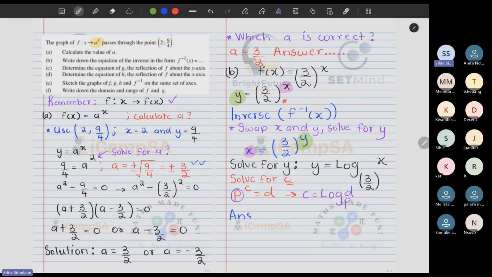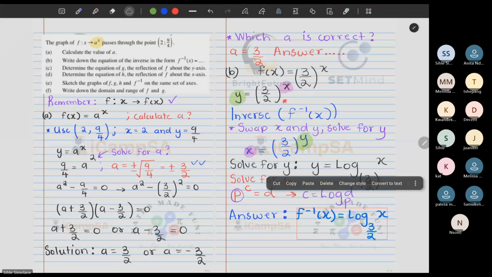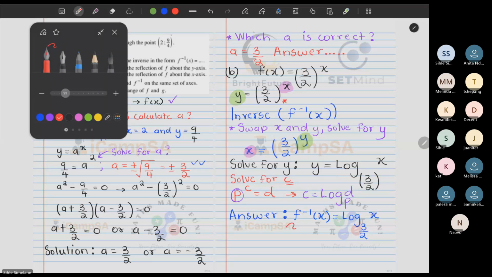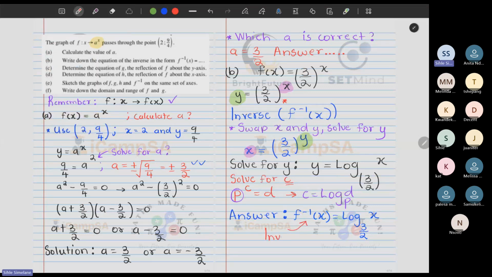What is our answer? Well, let's go back to what we were asked. So our answer, which is the inverse, is simply log with base 3/2, and we have our x here. Do you guys have any questions? Do you understand? If yes, give me a thumbs up. And if not, please ask. And that there is the inverse, good people. So we're done with the inverse now.